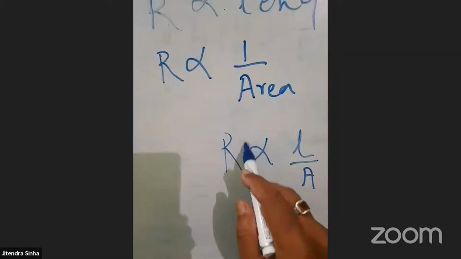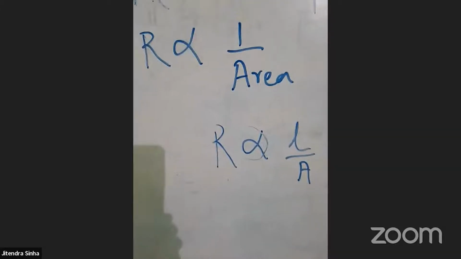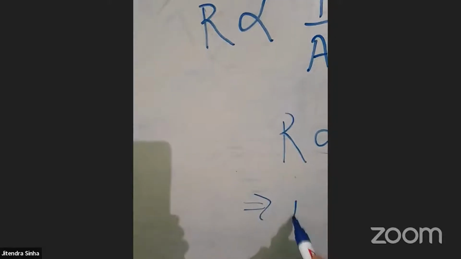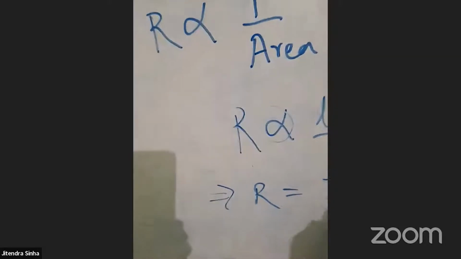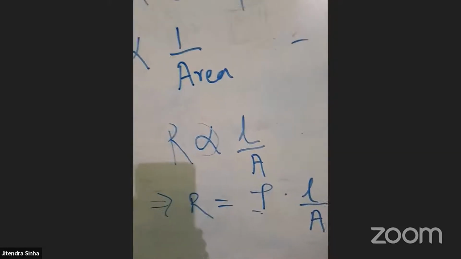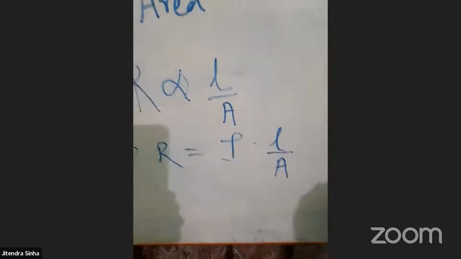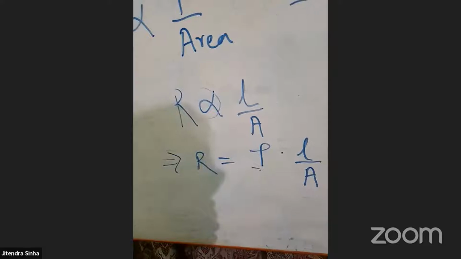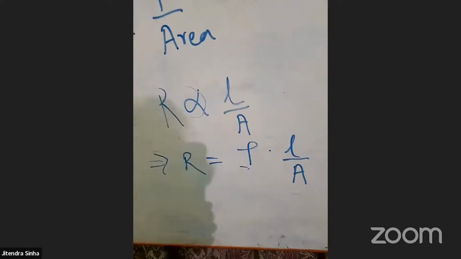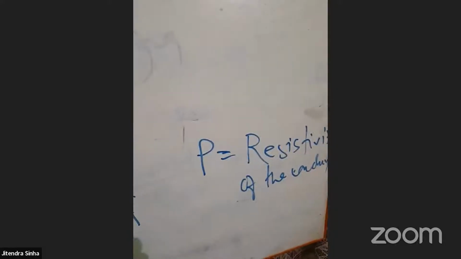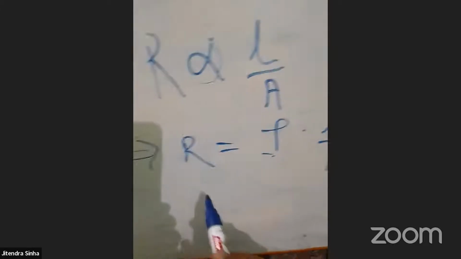अभी देखो कि sign of proportionality को जब हम हटाते हैं, तो we are using an equality sign. That is, this can be represented as R is equal to rho into L by A. This one, rho, is called the constant, which is also called the resistivity of the conducting material. Conducting material जो भी है आपका, ये rho जो है ये constant है, और this is the relation.